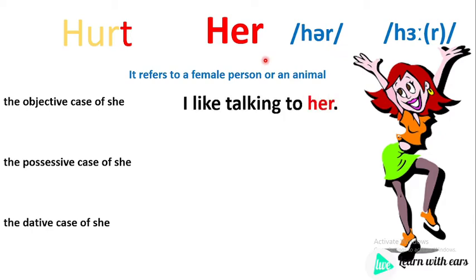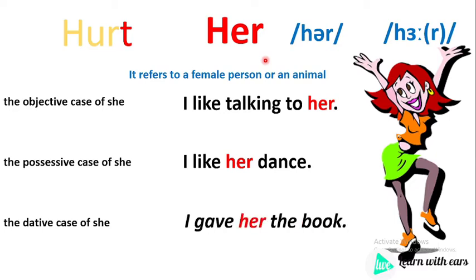Now let's see some examples. I like talking to her. Okay? Next, I like her dance. I gave her the book. Okay? Her. I like talking to her. I like her dance. I gave her the book.